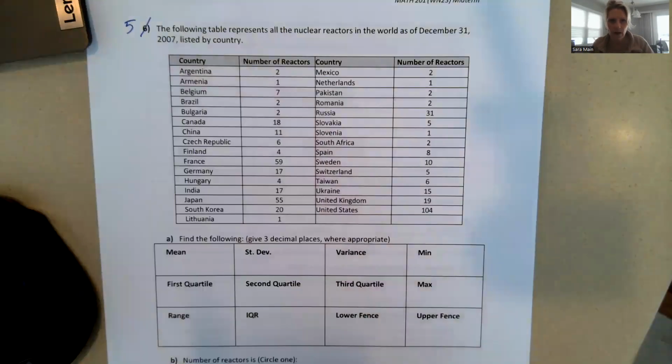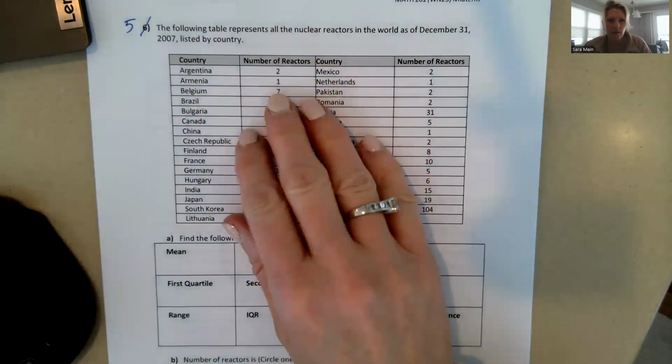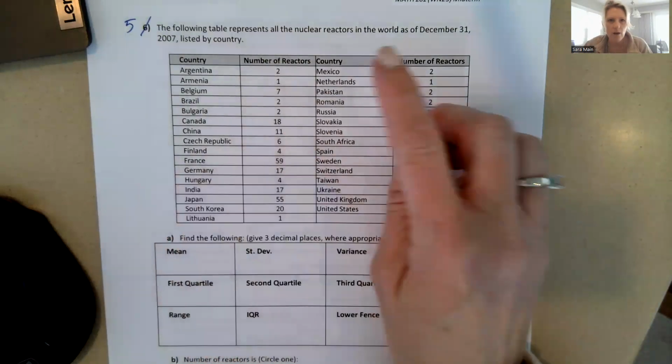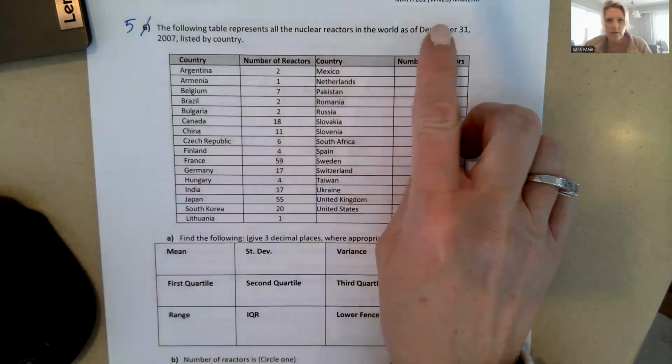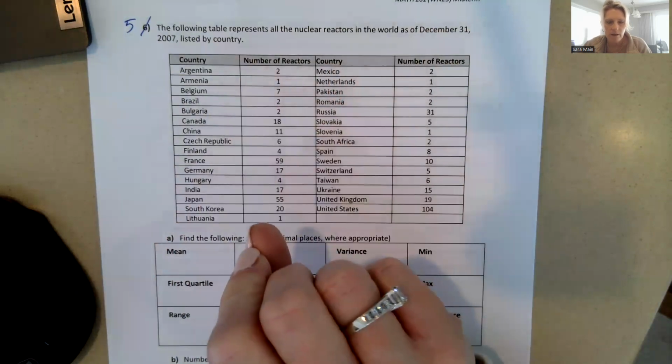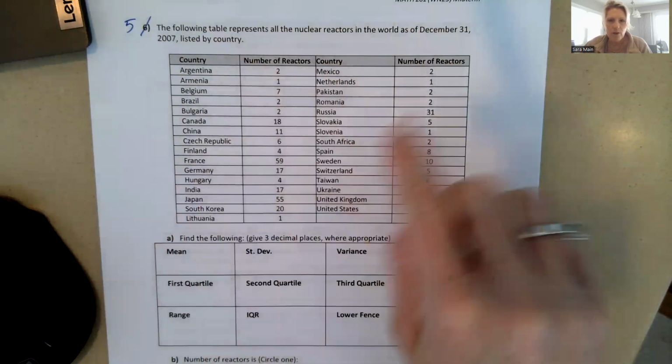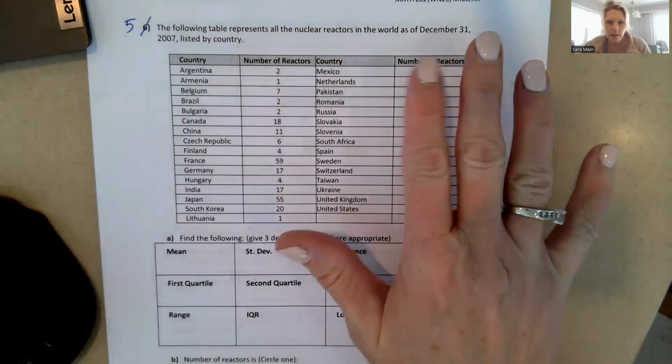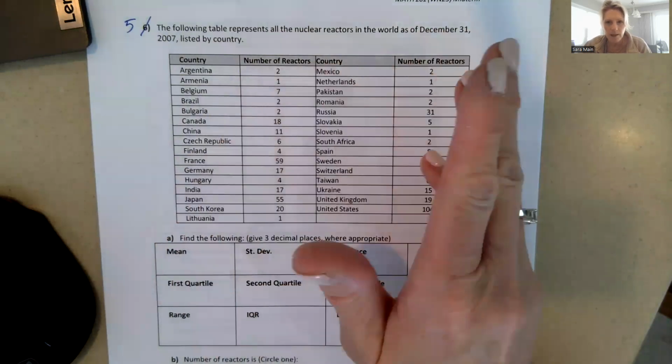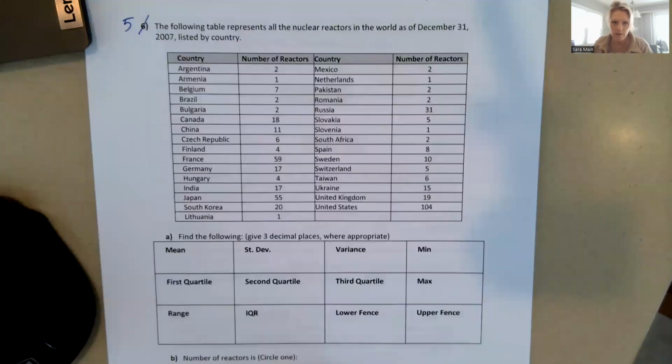This is problem number 5. We have a data set here. The following table represents all the nuclear reactors in the world as of December 31st, 2007. So you can either do a list in Desmos, or I put mine in a table form just because it was easier at the time.